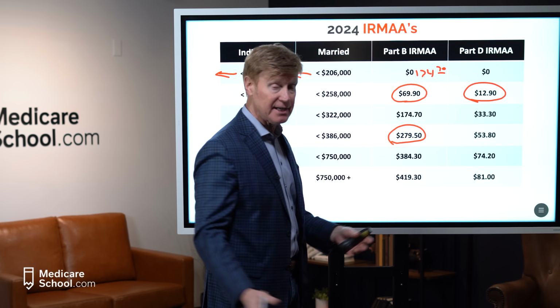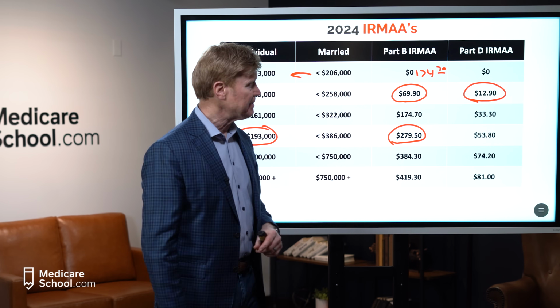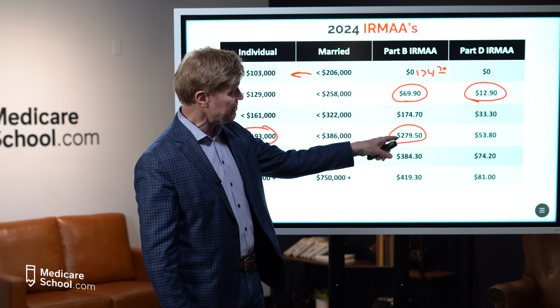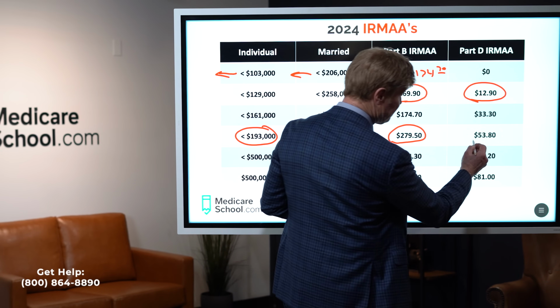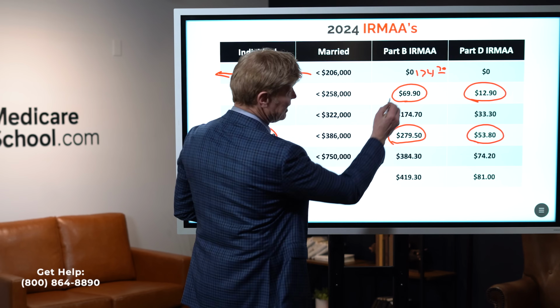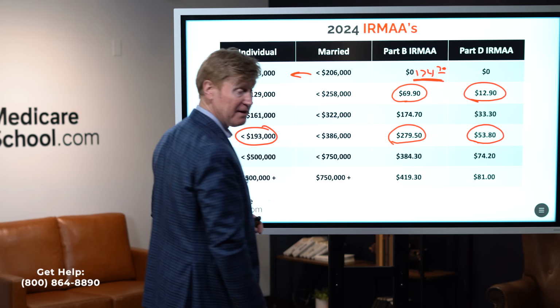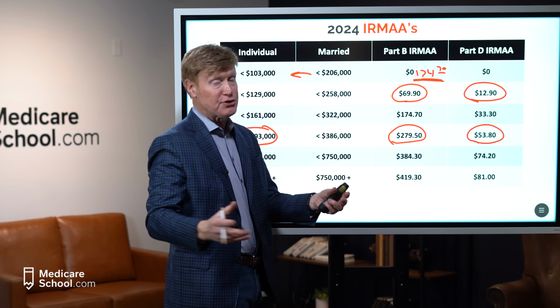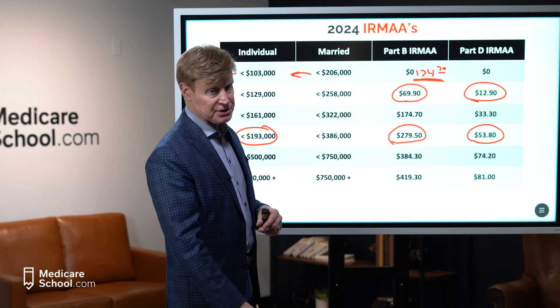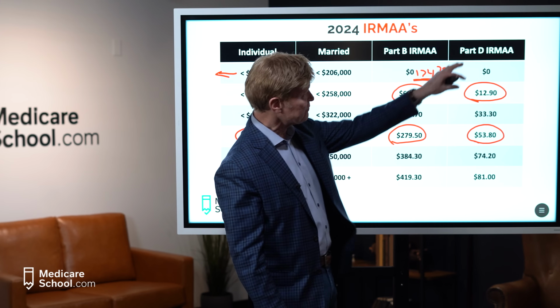So this is basically an additional tax because of your high income. This person here paid $279, and now they're going to pay $53.80. Right? Now, they still had to pay the $174.70, so that's above and beyond. So someone here, let's call it $280 and $50, so they're a little over $330 in IRMAA because they're high income.